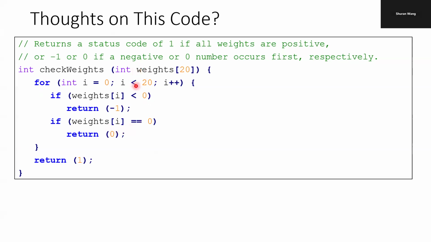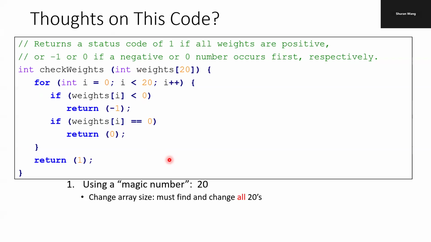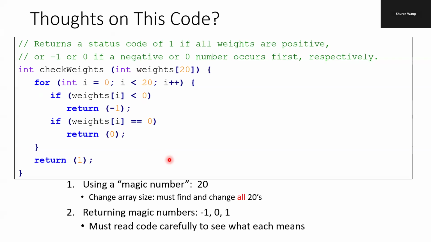In this code, you can see that we are using a magic number 20 for the 20 number of samples. If you need to change the array size in the future, you'll have to change all the occurrences of 20. And it's returning magic numbers -1, 0, and 1. So you must read the code carefully to see what each number means in this case.